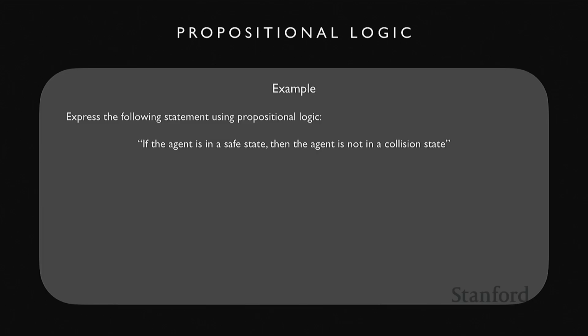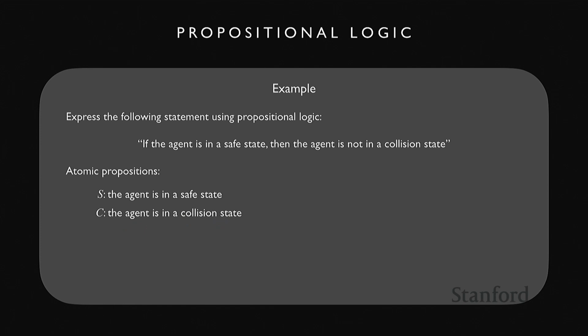So a quick example. Let's say that we want to express the following statement using propositional logic. We'll say if the agent is in a safe state, then the agent is not in a collision state. When we want to do something like this, the first thing we need to do is define some atomic propositions to build up our formula. So we'll start with this atomic proposition that we'll call S, and we'll say this proposition evaluates to true if the agent is in a safe state. And then we have this other proposition called C, and that evaluates to true if the agent is in a collision state.